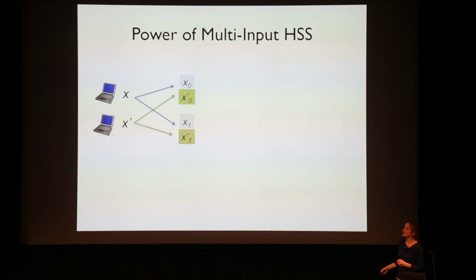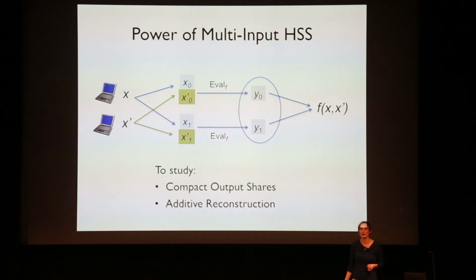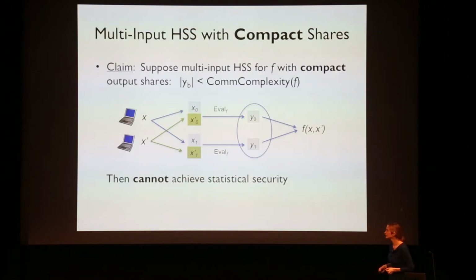First, really quickly, the first part is looking at this multi-input notion of HSS. What is this? It says that multiple clients can share their values, and you can homomorphically evaluate across them to do some sort of reconstruction, of two different types. The first claim, which I hope to get through: suppose that you have such a notion with compact output shares. By compact here, my threshold is that it's less than the communication complexity of the function f. Then we show that you cannot hope to achieve statistical security; you have to have some sort of computational assumption.